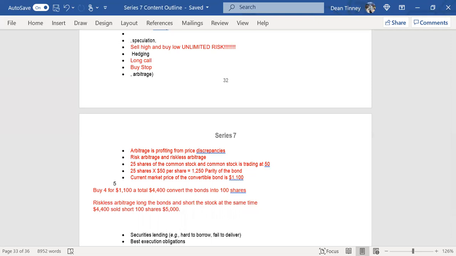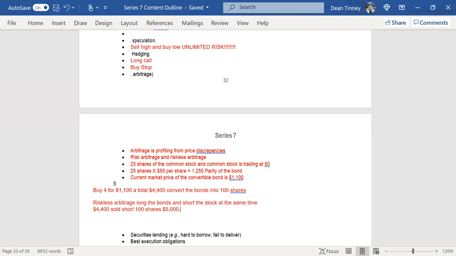So let's review the test questions. First test question, what is the definition of arbitrage? It's profiting from price discrepancies. Test question number 2, there's 2 versions of arbitrage. There's risk arbitrage. That's where I don't go long and short at the same time. I go long the bonds, I convert it into the stock, and I hope that by the time all that gets done, I either have a bigger profit or still have a profit because there's still a price discrepancy. But the riskless arbitrage version is where I go long and short at the same time. Then I've locked in that price discrepancy.